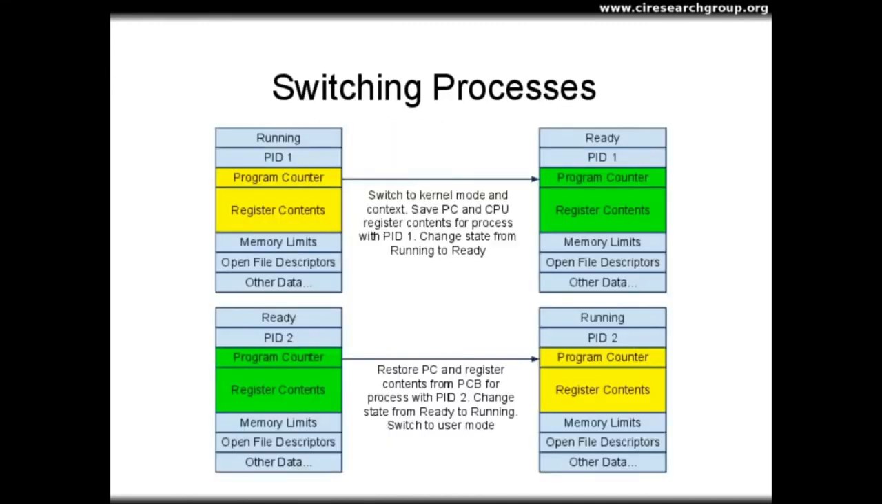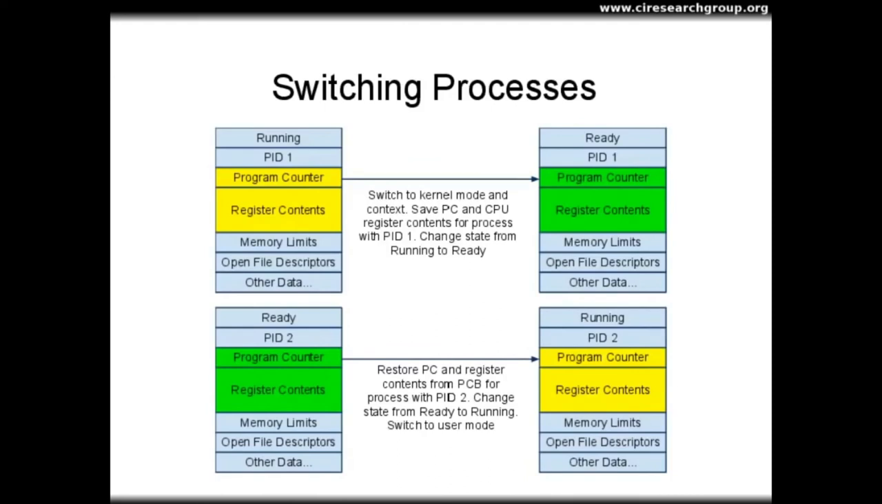This diagram presents a simplified view of process switching, where only the program counter and register contents are saved and restored. Here, the operating system switches from the process with ID 1 to the process with ID 2. The first step in the process switch is to perform a mode switch into kernel mode, along with a context switch to the section of the kernel that handles process switching. That component of the kernel saves the program counter and CPU registers into the process control block for process 1. Also, the process state for process 1 is set to ready, indicating that the process is ready to run again once the CPU core becomes available.